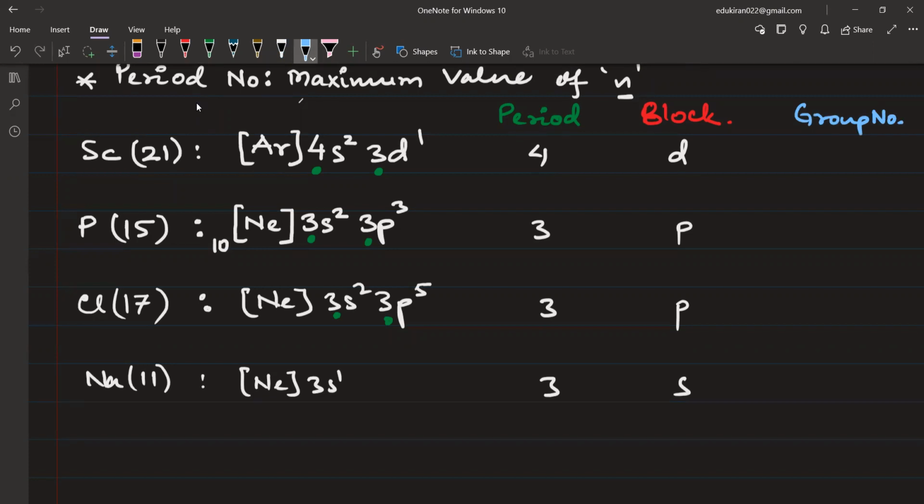The group number depends on whether it is S, P, D or F. If it is S, then we are going to write the valence electron, that means whatever electrons we have in the last shell, the N shell. For S, we have only one electron in the N, so the group number here will be 1. S equals valence electron. If I have P, then it is 10 plus valence electron.